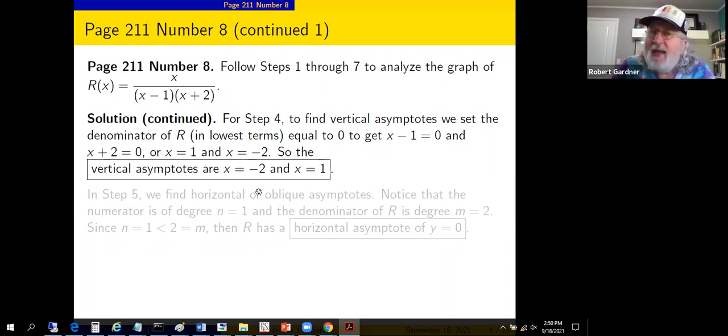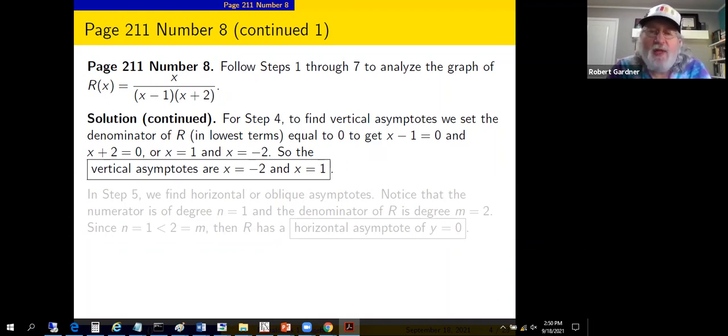Commonly, we'll list the answers in increasing order, left to right. Negative 2 occurs to the left of 1. So I'll list the x equals negative 2 first. It's a good habit. It's not absolutely necessary, but it's a good idea to keep the order in mind when listing these things.